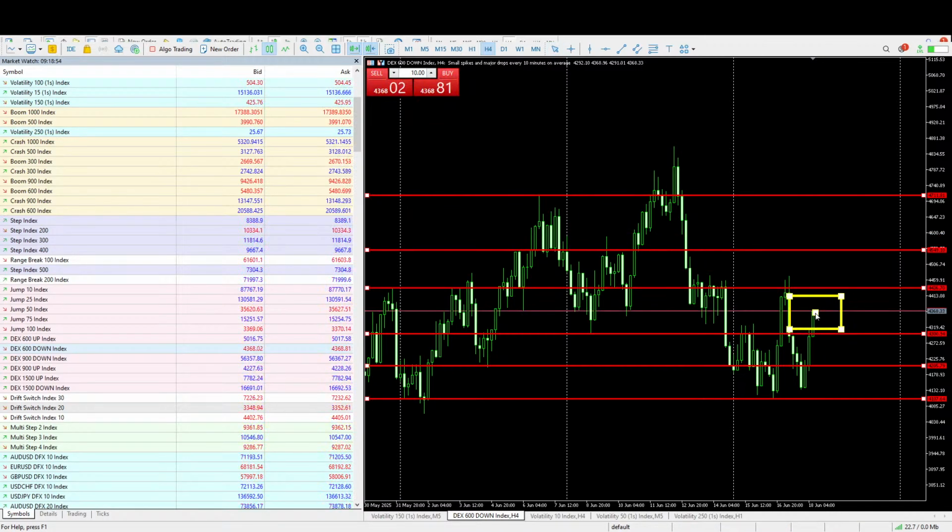So for instance, if we decide to buy here, our next target will be this one right there. If the market breaks out there, our next target is going to be up here. Okay, so if the market comes down and breaks this level, our target is going to be this one. The next target is going to be that one.